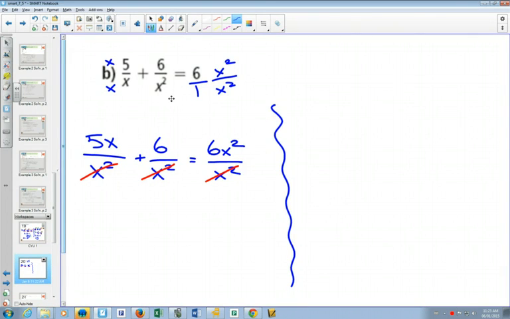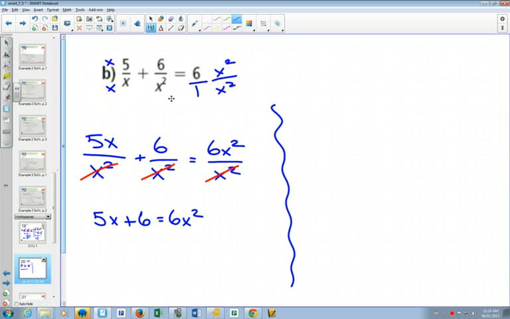And we just get 5x equals 6x squared. How do you solve that? You're going to factor or use the quadratic formula or solve by completing the square. It's a parabola. It's an x squared quadratic equation. In order to do any of those techniques, we first have to get it equal to 0.